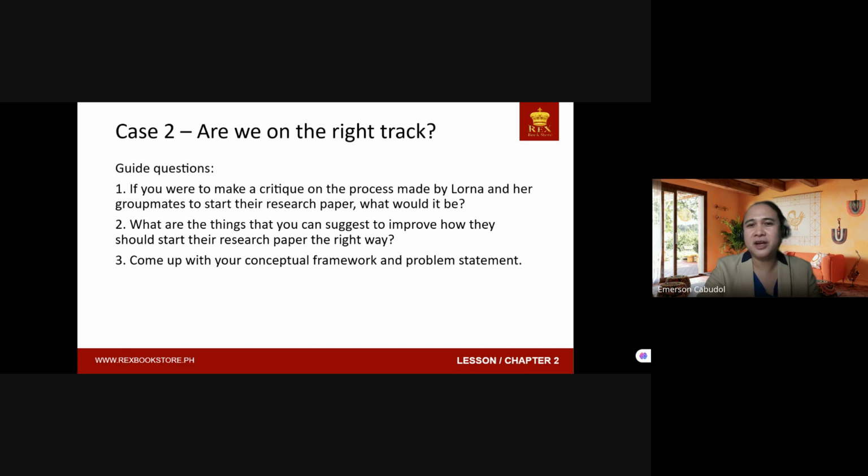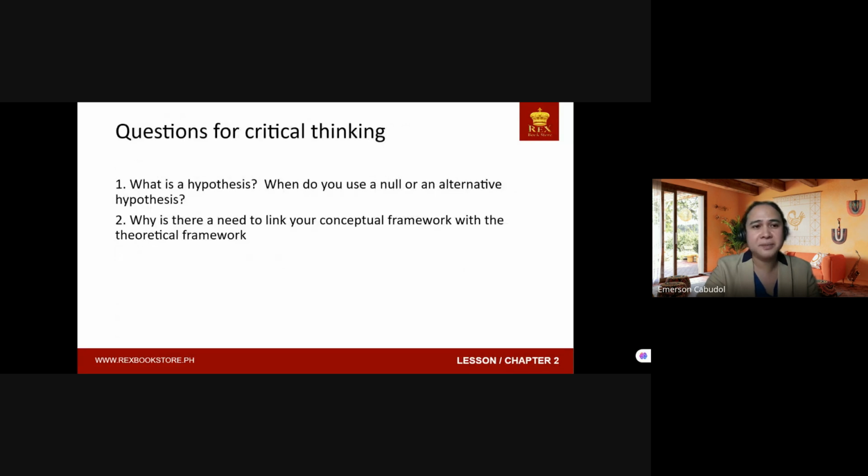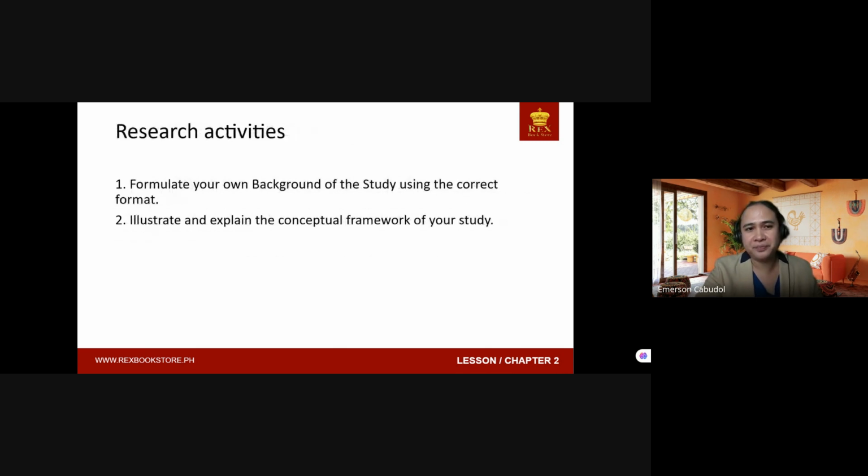We are given 3 guide questions for this caselet, and questions for critical thinking. Number 1, what is a hypothesis? When do you use a null or an alternative hypothesis? And number 2, why is there a need to link your conceptual framework with a theoretical framework?